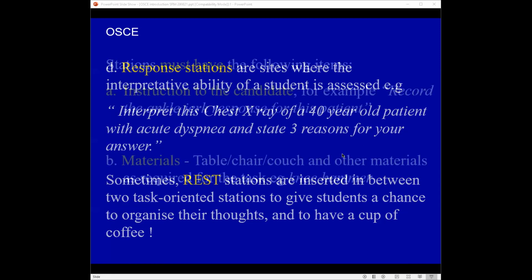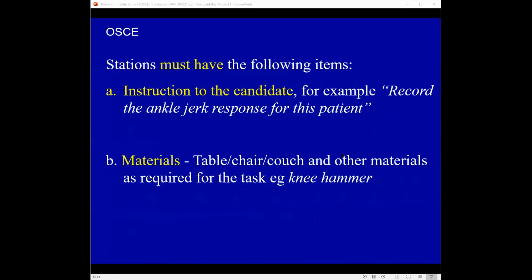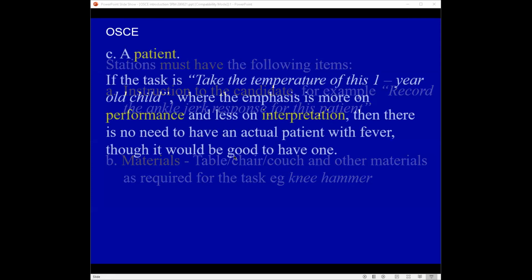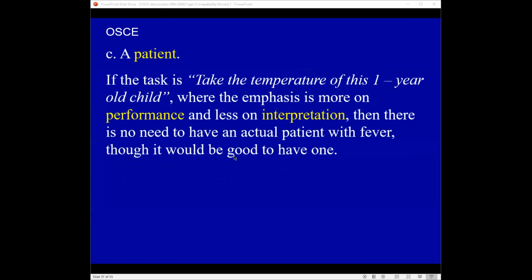Now, what should be there in each of the stations? At the station, there should be an instruction to that candidate. For example, record the ankle jerk, measure the blood pressure of this patient, communicate with this mother regarding oral rehydration therapy. That's the instruction. Then the materials required by the student should be there. There should be perhaps a table, a chair, a couch, or a place, right? Maybe a knee hammer, maybe a blood pressure apparatus, something that is required for that task to be performed, what we call the materials required. Then, of course, there should be a patient. Now, if it is a history-taking, a communication, or a procedure station, then we need a patient.